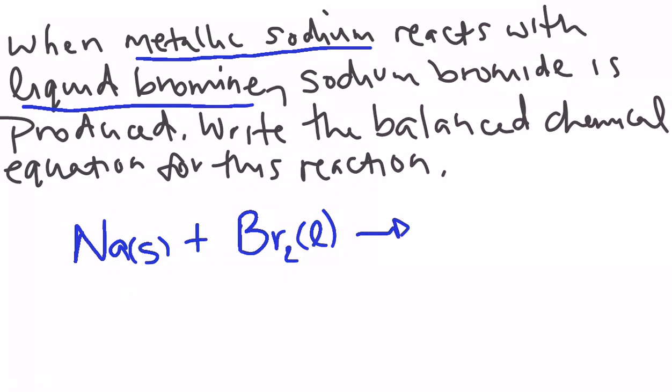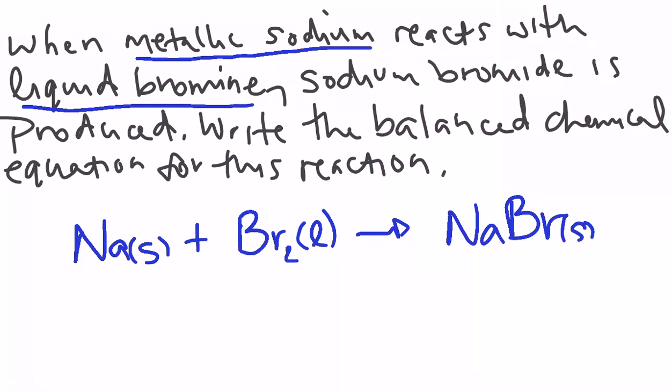This yields sodium bromide. Sodium as an ion has a +1 charge, and bromine has a -1 charge, so they combine in a 1-to-1 ratio. Anytime you're forming an ionic compound, you can usually assume it is in the solid phase, unless it's in water. So you have sodium reacting with liquid bromine to yield sodium bromide. So let's balance this equation.